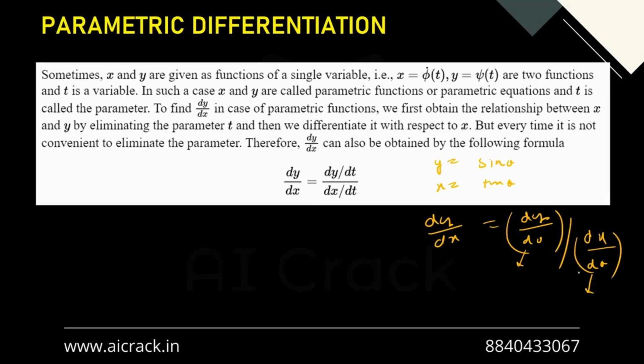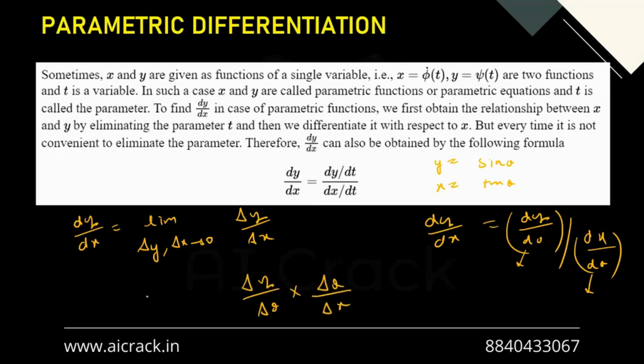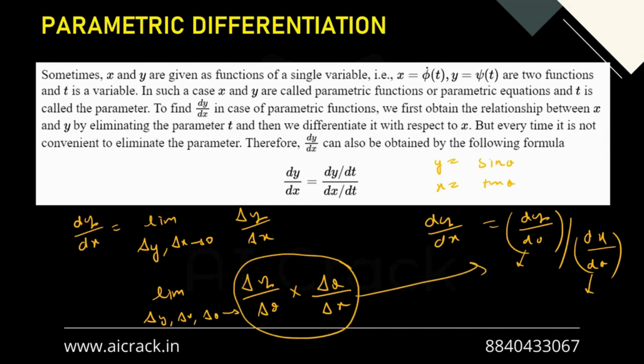But how are we able to do that? How can we divide by d theta in both numerator and denominator? How do we do that? Is it linear just like numbers? So let's see the theory behind that. If you remember from the basics, dy by dx is nothing but limit delta y and delta x both approaching 0, delta y by delta x, right? Now if I write delta y by delta theta multiplied by delta theta by delta x and limit delta y, delta x, delta theta approaching 0, it's still valid, right? So that's why we can write this in this format. You won't be able to do that for the higher order derivatives.